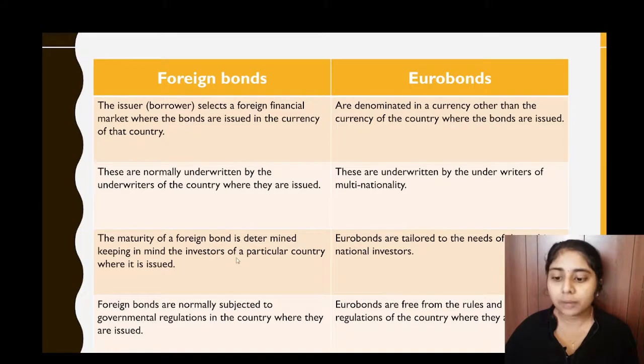Foreign bonds are normally subject to governmental regulation in the country where they are issued. Suppose it is issued in the US, then the governmental regulations of the US are applicable to this foreign bond. But Eurobonds are free from the rules and regulations of the country where they are issued. So these are the main differences between foreign bonds and Eurobonds. I hope it's clear to you all.